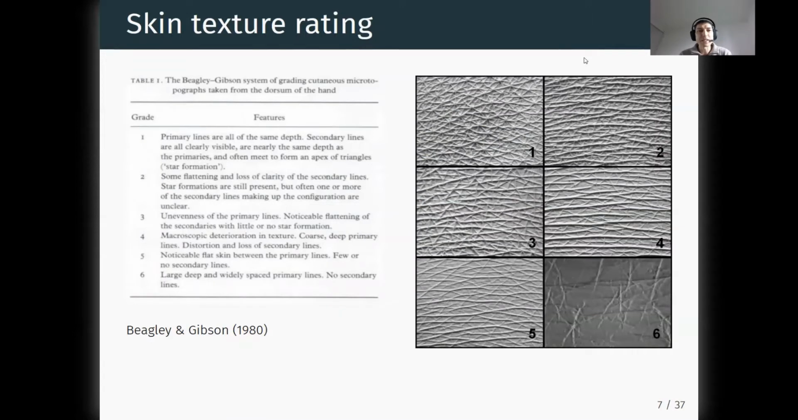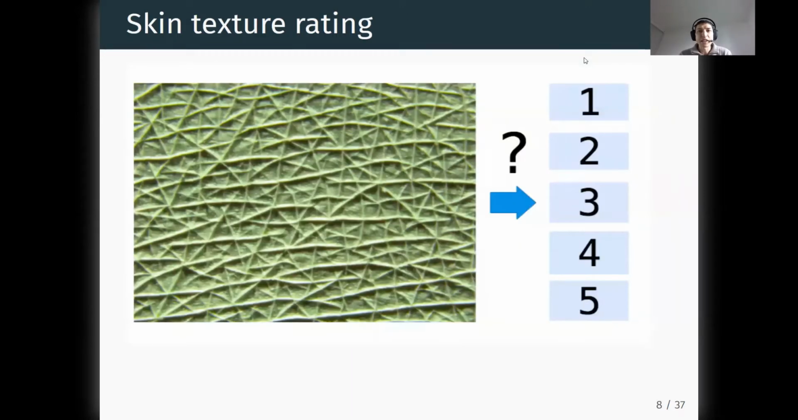So here is a categorization scheme that's well known by experts in this field. The task is, given an image, which category does it belong to? And this is done by trained experts who understand this scheme. They'll look at an image like this and say, this looks like it's in category 2 or category 3, or whatever category they think it is.